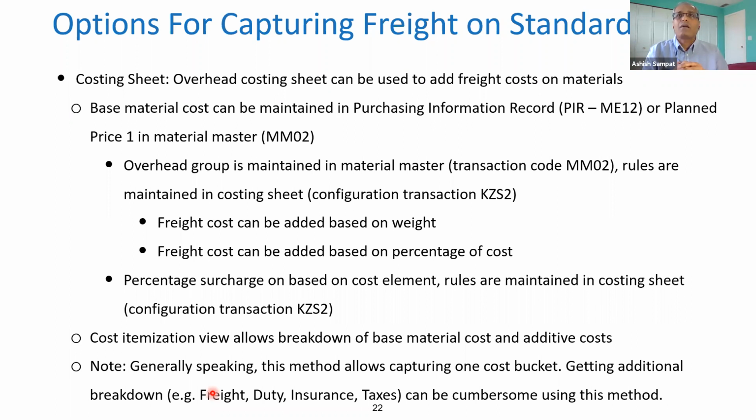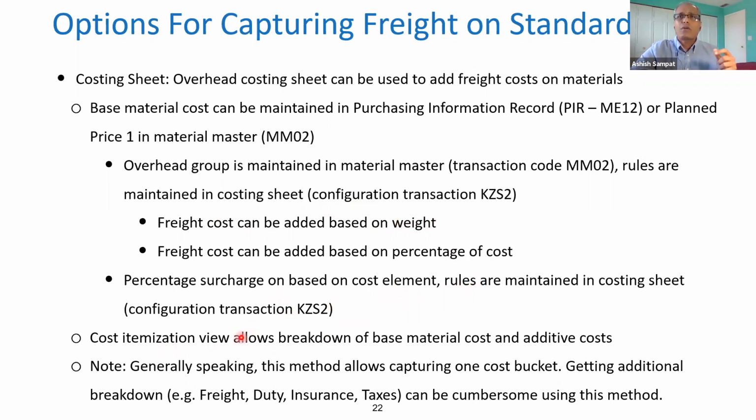So costing sheet is, as you may know, KZS2 the transaction code for costing sheet. So as far as base material price is concerned, let it come through normal route, purchase information record, or through plan price one or any other means, no issues with that. Now also maintain an overhead group in the material master where it's in the costing one views. Do this through MM02 or a mass transaction, and then maintain the rules in costing sheet saying what is the basis. Do I do it based on weight or do I do it based on percentage? And what is the surcharge percentage? Is it 2%, 3%, 10%, or is it weight based? So many dollars per kilogram and so on, or per pound.